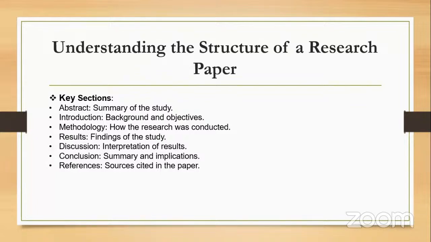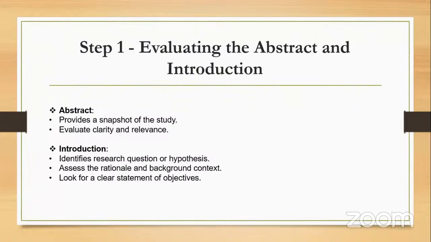To understand the structure of a research paper, each research paper contains main structures. The first thing is the abstract, the introduction, methodology, results, discussion, conclusion, and references. The abstract is the summary of the study. In the introduction, we have the background of the current knowledge we have and the objectives of the research we are doing. The methodology is how the research was conducted. The results are the findings of the study. In the discussion, we put an interpretation of the results, and in the conclusion, we have a summary and implications of the results of the study, and in the references are the sources cited in the paper.